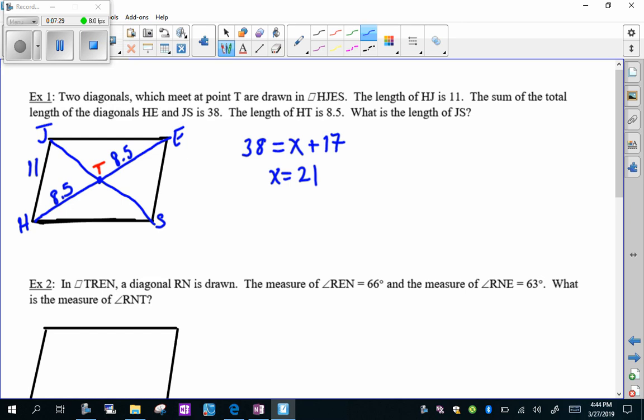Now, so that's my JS. If you feel like you want to, you can fill in what JT and ST are. Well, you should get 10.5 for both.